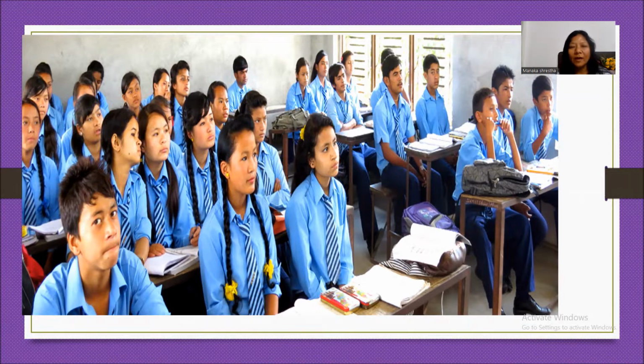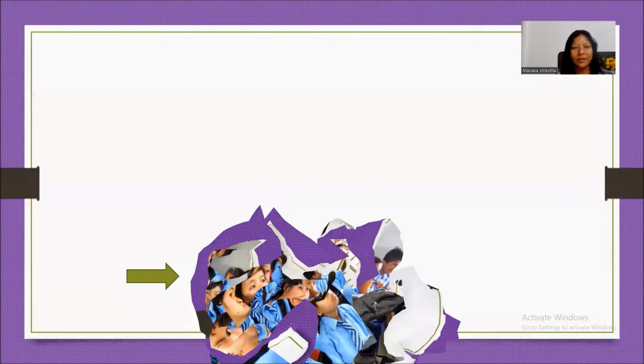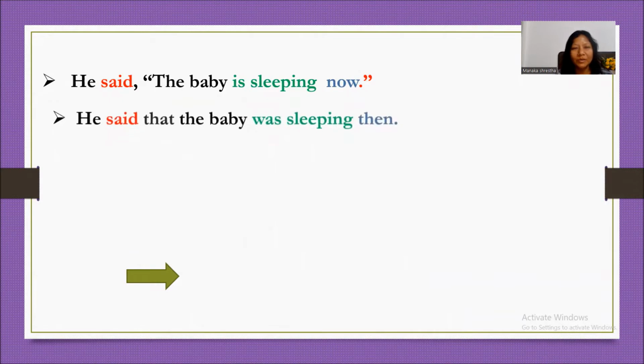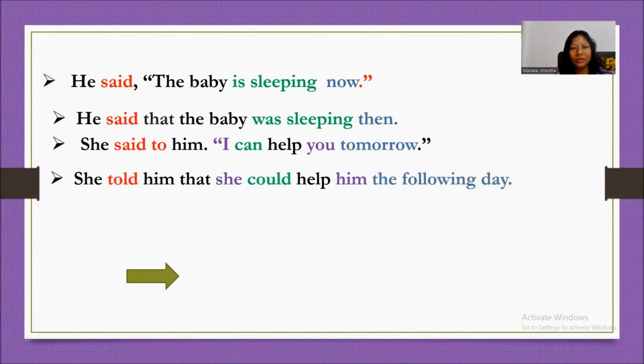I'm giving you some examples here, and by looking at them, just try to guess. He said, the baby is sleeping now. The reported speech is, he said that the baby was sleeping then. Next example, she said to him, I can help you tomorrow. Reported speech is, she told him that she could help him the following day. So, did you find anything new here? Yes. Now changes into then, tomorrow changes into the following day.